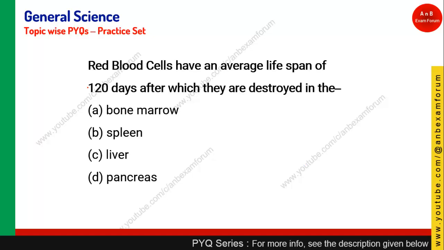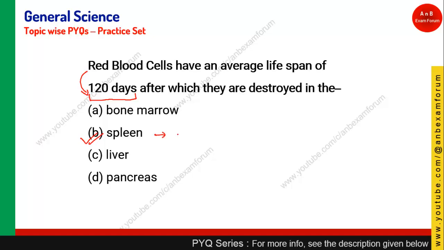Okay, so sometimes in the exam he can ask you the lifespan of the red blood cell. You should remember it is 120 days. So what happens after 120 days? They are going to be destroyed. They are destroyed in the spleen. Okay, spleen is the place where RBC get destroyed.